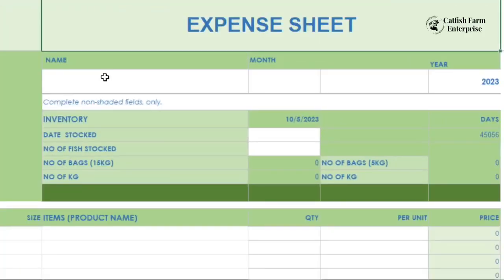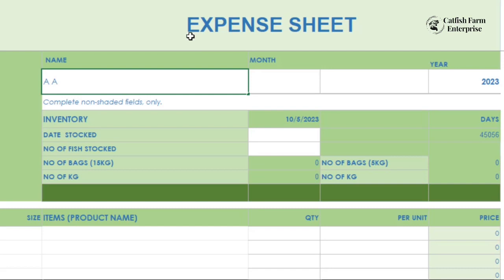So we are at the expense sheet, which is one of the 5 sheets that we have in the automated farm record. Now, for the first one we have here, what we do first is to put down the name of the farm. So you say you have the A and B farms. So that's the name of the farm. Then we'll go to the month. What month are you working on?